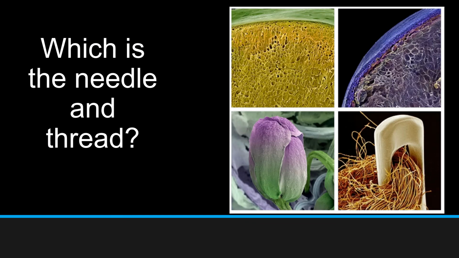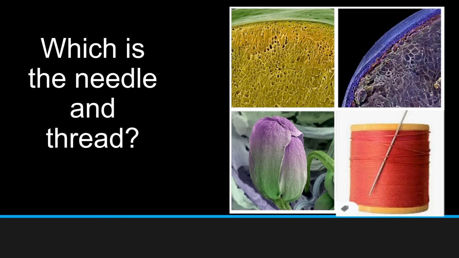Moving on to these four pictures here, which is the needle and thread? I'd say this is probably one of the easier questions because it really does look like a needle and thread. But it's quite interesting to see because when you're trying to put thread through a needle, it often is really difficult because it's so small. So to see it up close is quite interesting. Of course, this bottom one here is your needle and thread.